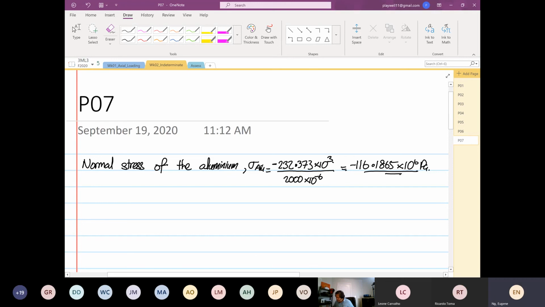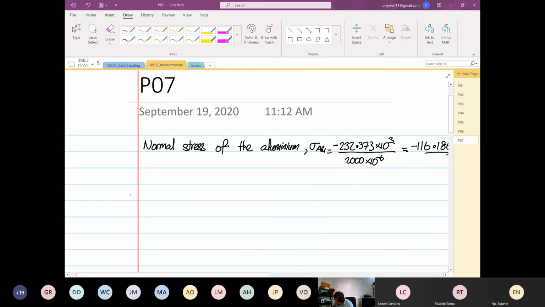Okay. And then for part B, part B asks for the change in length.